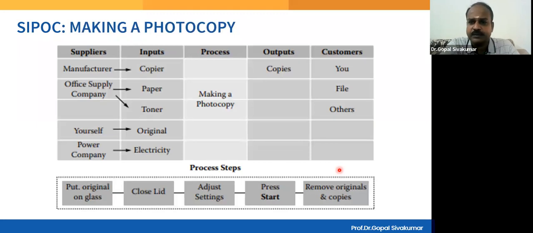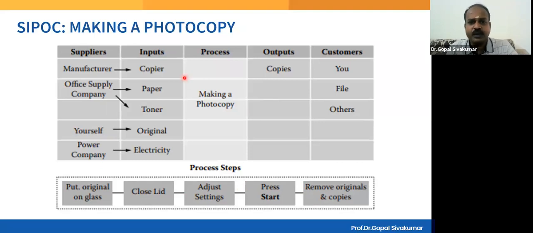And similarly, another example here, making a photocopy. When we make a photocopy, the process starts with putting the original on the glass, and then we close the lid, and then we adjust the settings, and then we press the start button, and then we finally remove the originals and collect the copies, right?